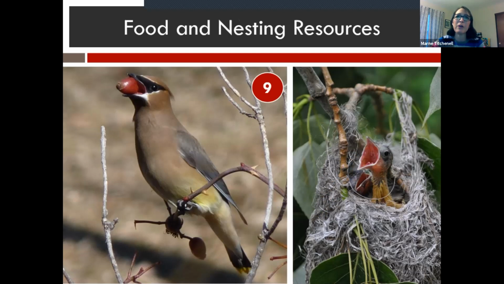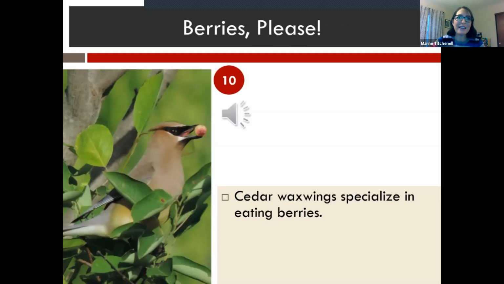All right, let's move into a brief discussion on food and nesting resources. And so the species that you're looking at on the left, number 9, this is one of our birds that we call a fruit specialist. And so that is the cedar waxwing. And so cedar waxwings, again, specialize in eating berries, and berries in general are a very important food source for many birds. And in some, they are an important staple.